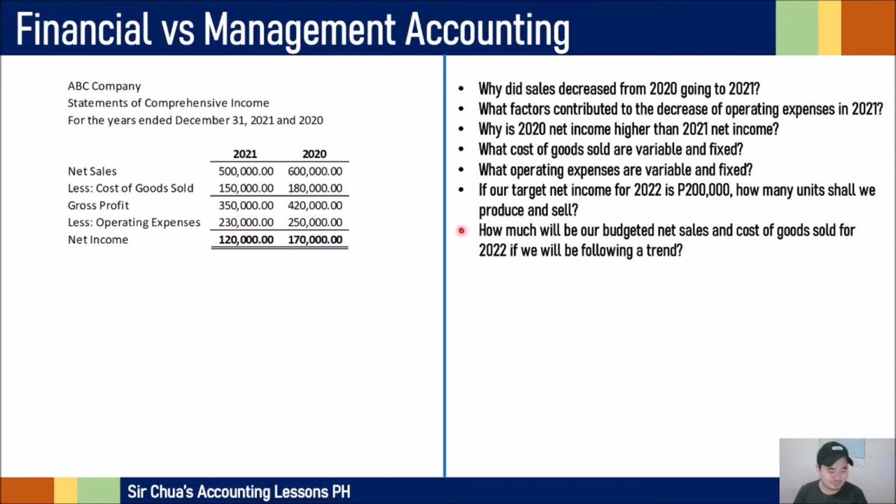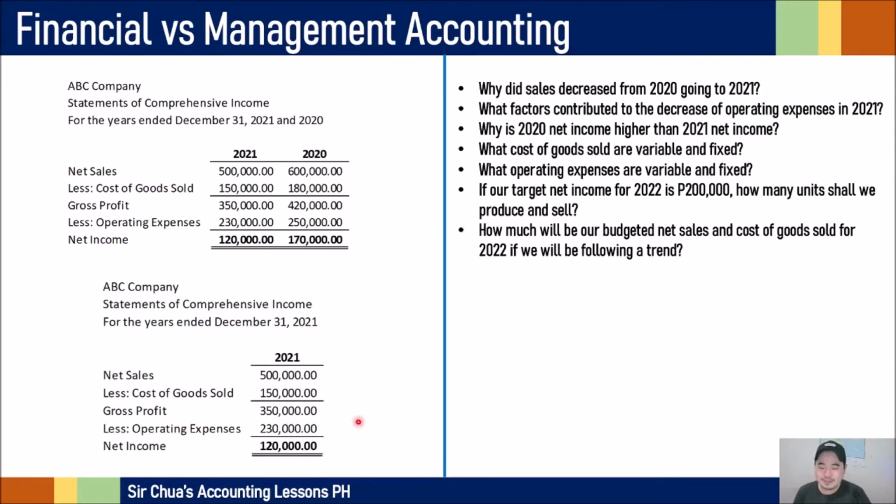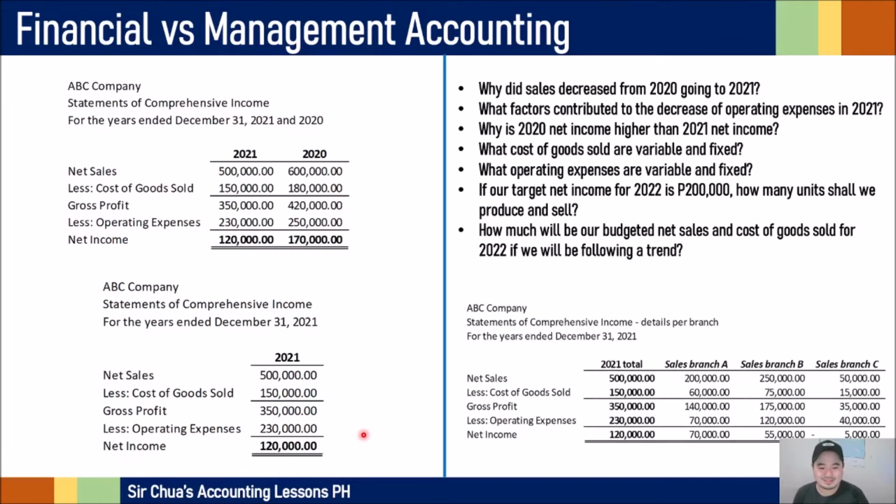Let me give you another example. In financial accounting, we report the totality of the entity: total sales for 2021 and the net income for 2021 is 120,000. However, in management accounting, we can do it like this with more flexibility. Here, this is the total for 2021 of your sales, cost of goods sold, gross profit, OPEX, and net income.